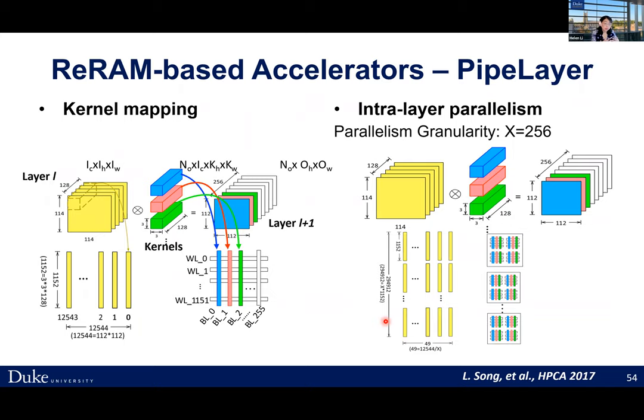We have also been working on architecture development. One common situation we face in accelerator design is kernel mapping and parallel execution. Our work called PipeLayer, in HPCA 2017, tries to solve this issue. The top one comes from DNN designs. For convolutional operations, here is the input feature map, here are the convolutional kernels, and here is the output feature map.